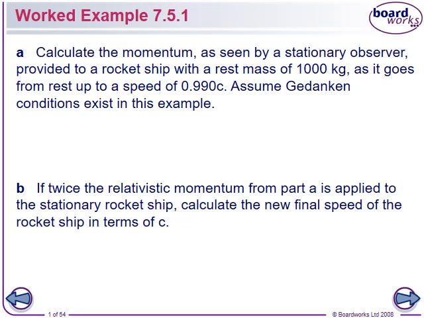So, calculate the momentum as seen by a stationary observer of a rocket ship with a rest mass of 1,000 kilograms as it goes from rest up to a speed of 0.99 times the speed of light. Assume Gedanken conditions exist in this example. Okay, so to work out our momentum as seen by a stationary observer, remember our relativistic momentum.